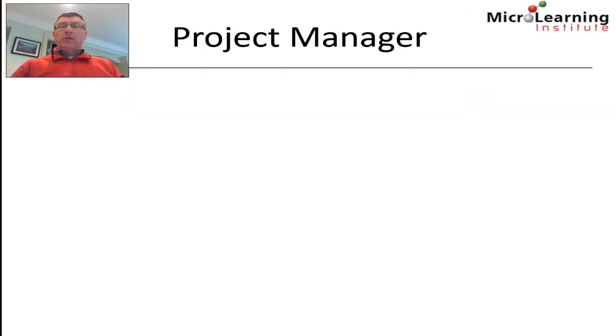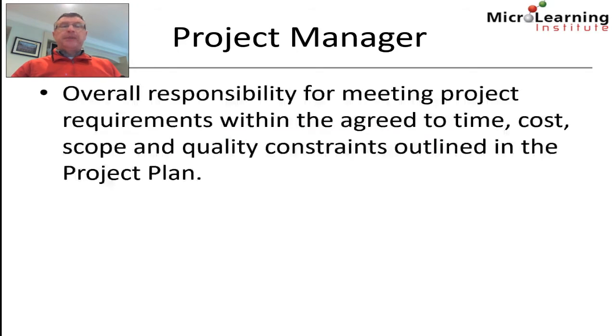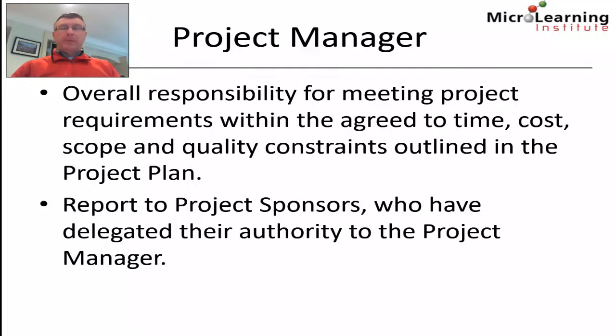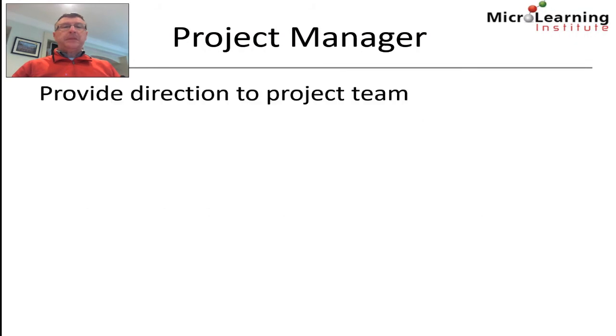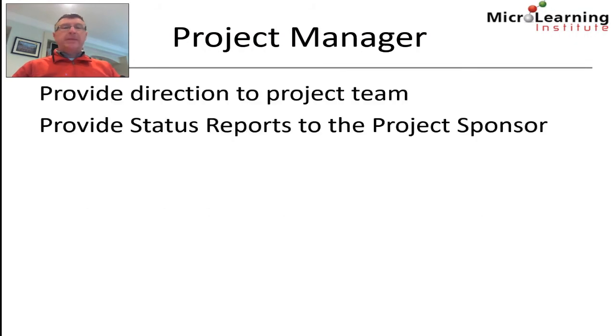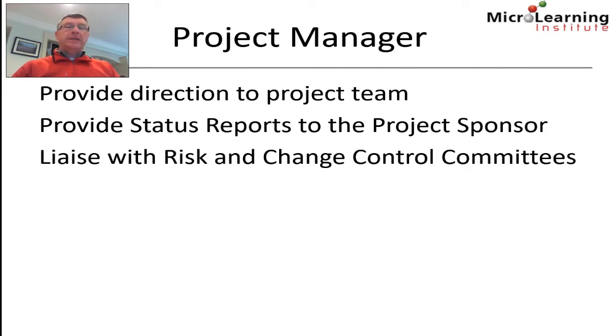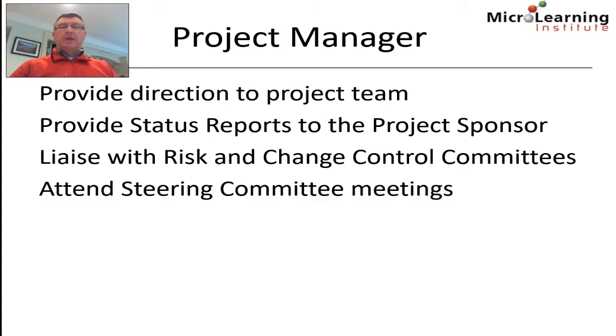Next, let's look at the role of project manager. The project manager has overall responsibility for meeting project requirements within the agreed time, cost, scope and quality constraints outlined in the project plan. The project manager reports to the project sponsors who have delegated their authority to the project manager. The project manager provides direction to the project team, provides status reports to the project sponsor, and liaises with the risk committee and the change control committee around any new risks or any significant changes to the project scope.